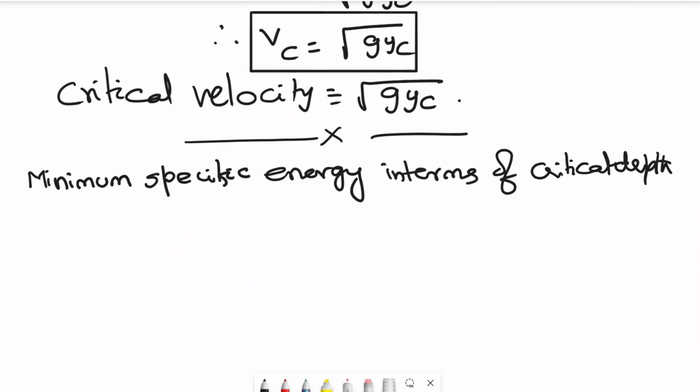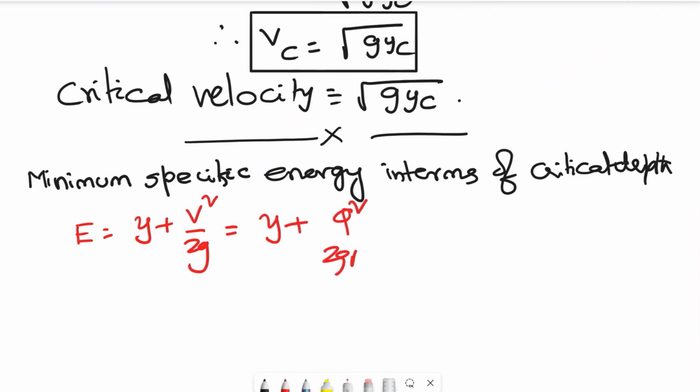How will we do it? Again, I will take it actually. E is equal to, the starting point is always V square by 2g, so E is equal to y plus q square by 2g A square, which is equal to y plus small q square by 2g y square. This is the basic thing.